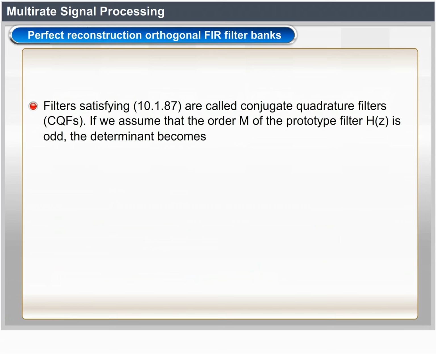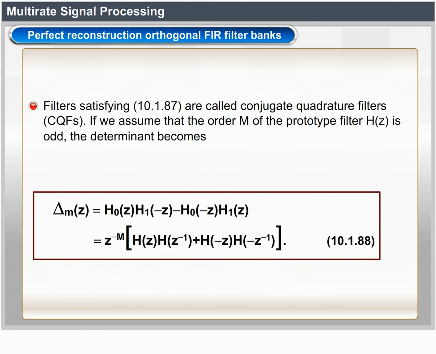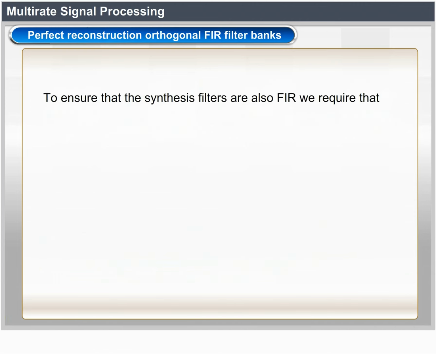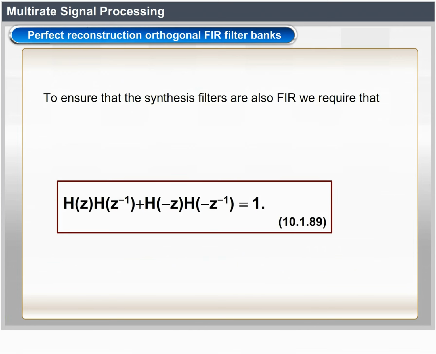The determinant becomes delta_M(z) = H0(z) H1(-z) - H0(-z) H1(z) = z^-M [H(z) H(z^-1) + H(-z) H(-z^-1)], called equation number 10.1.88. To ensure that the synthesis filters are also FIR, we require that H(z) H(z^-1) + H(-z) H(-z^-1) = 1, called equation number 10.1.89.